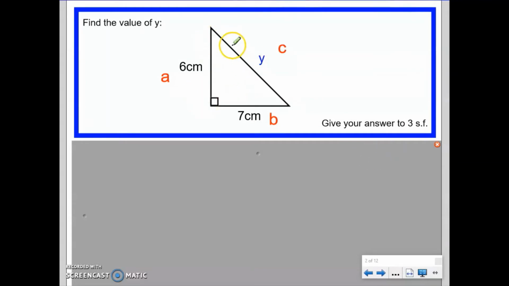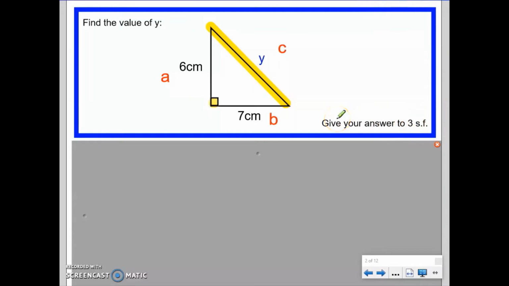Okay, so here we've got a question. We've got a right angle triangle. This line here is the hypotenuse. It's the slanty side of a right angle triangle. It is always opposite the right angle. And we are given the length of the two shorter sides, 6 centimeters and 7 centimeters. And we're asked to find the value of y, giving our answer to 3 significant figures.